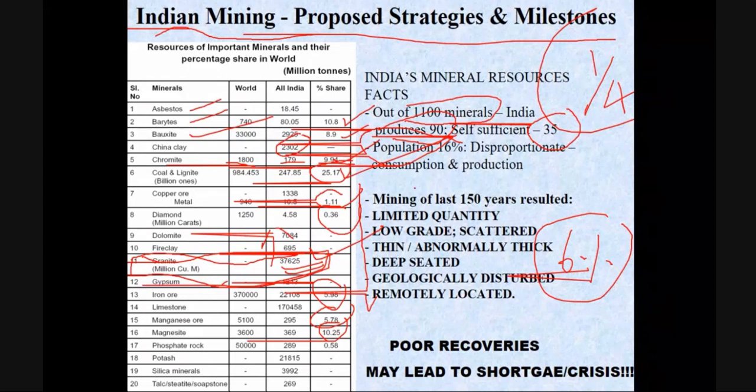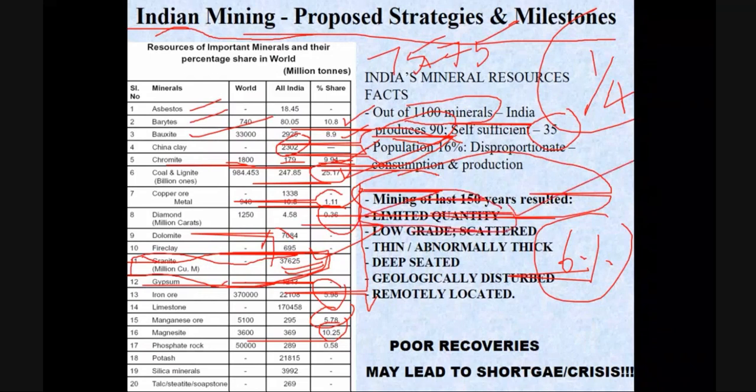So what is happening in India? We have been mining in India for the last 150 years. After independence, 75 years. Before that, Britishers were there. They were mining. So with 150 years of mining, we are having only a limited quantity now. Many of the things are gone. And now we are left only with the low grade, and they are scattered. Very good things we have taken out.